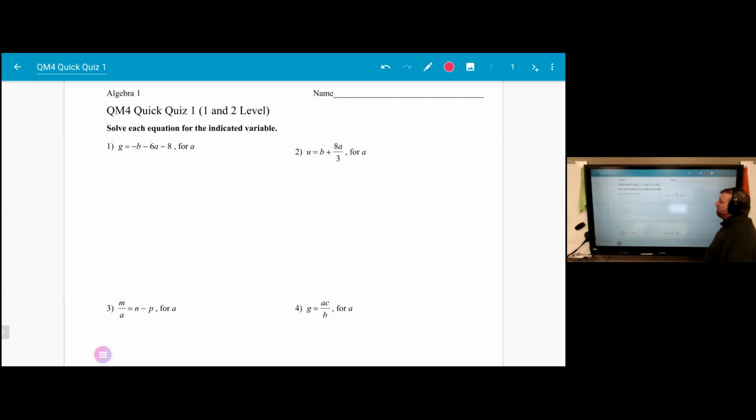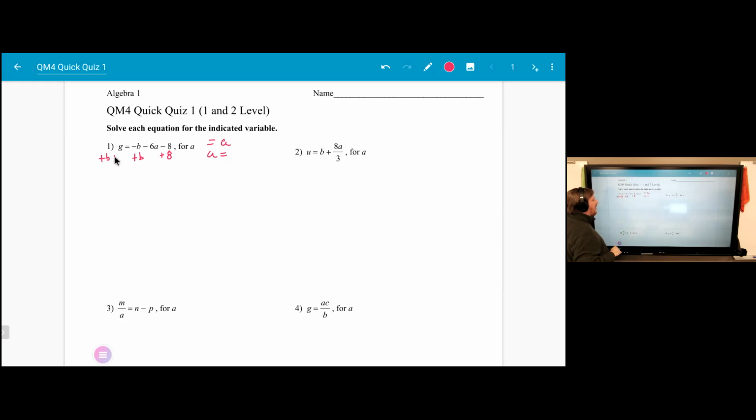We have g equals negative b minus 6a minus 8, and we're trying to solve for a. In other words, we're trying to make it look like a equals something. We're trying to isolate a, get a by itself on one side of an equal sign. In order to do that, I'm going to do two things at once here. I'm going to both add b and add 8 to both sides of the equal sign to begin with.